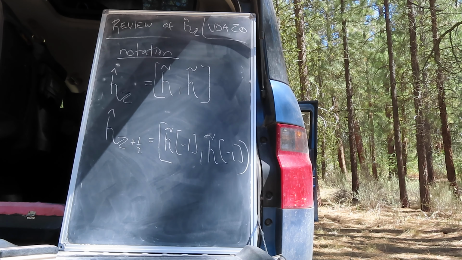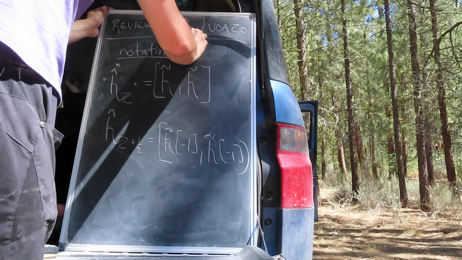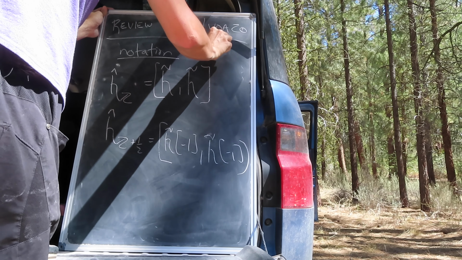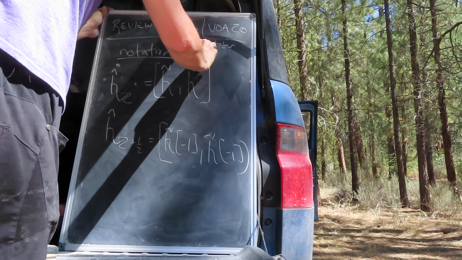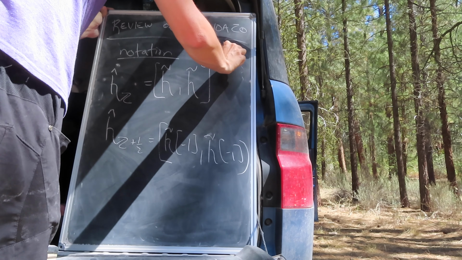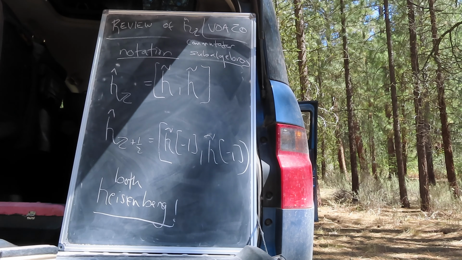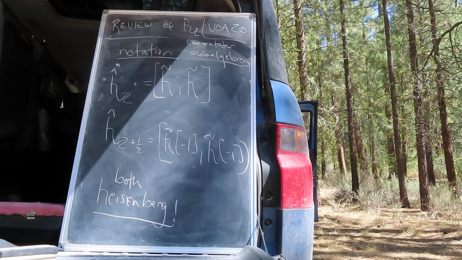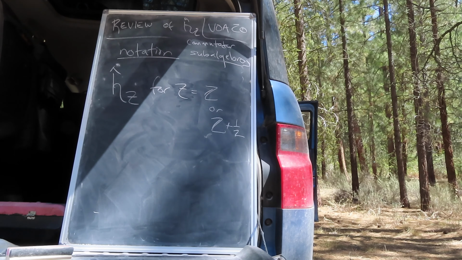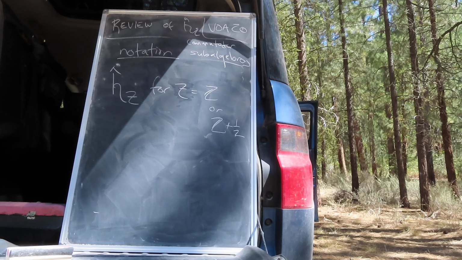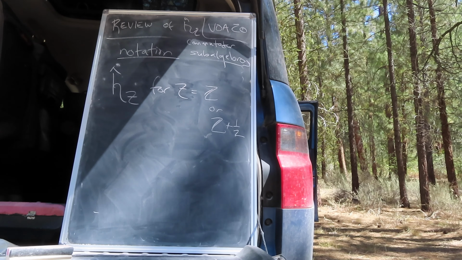We consider the commutator subalgebras of H hat and H hat of omega. We unify the notation somewhat by defining H hat sub Z or H hat sub Z plus 1/2, and note that both of these algebras are Heisenberg. We further simplify the notation by letting z run through either the integers or the integers shifted by 1/2.